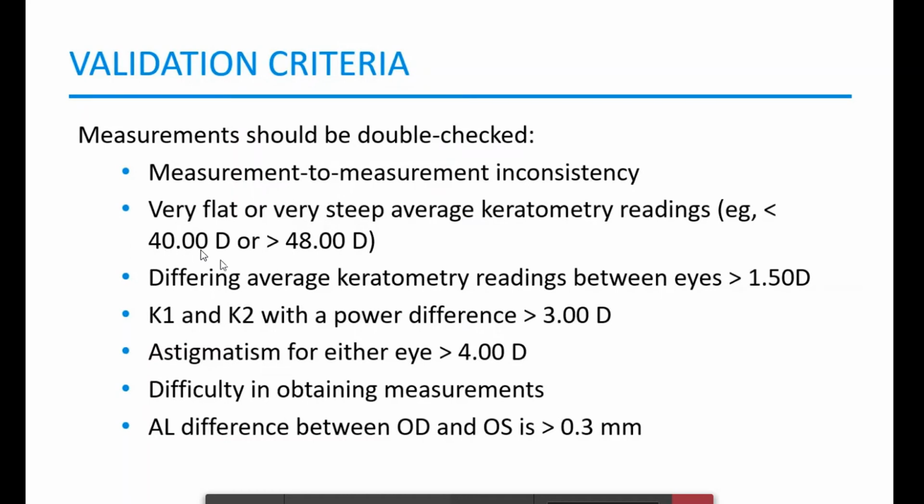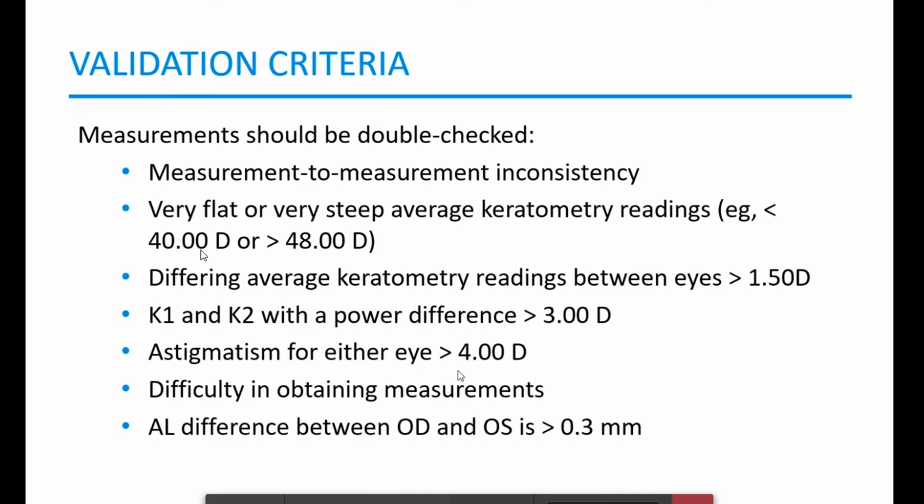Less than 40 diopters K readings represents a patient that has undergone post-refractive laser surgery, and that requires a different type of calculation, a different type of formula to be used. If you see that K readings are more than 48, it's a sign that it could be some form of irregular astigmatism, such as keratoconus. Differing average keratometry readings between the eyes: if the difference in average K reading between left eye and right eye is more than 1.5 diopters, then you probably need to do a remeasurement for both eyes. K1, K2 with a power difference of more than 3 means that the astigmatism is very high. That's also an indication of irregular astigmatism, something that you may want to remeasure.